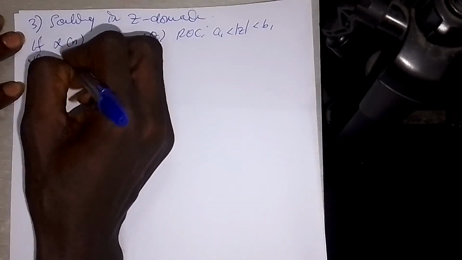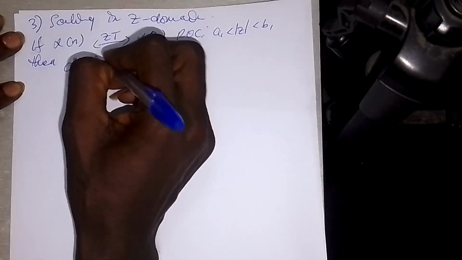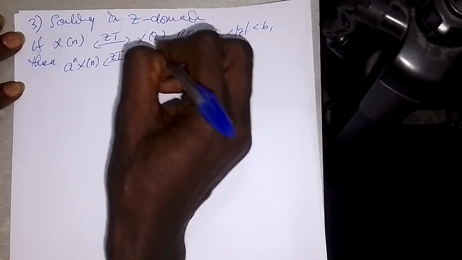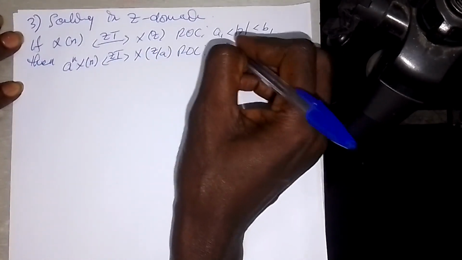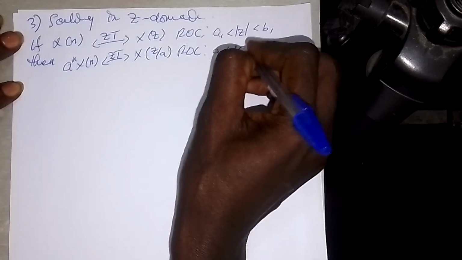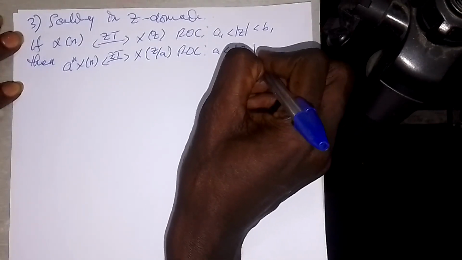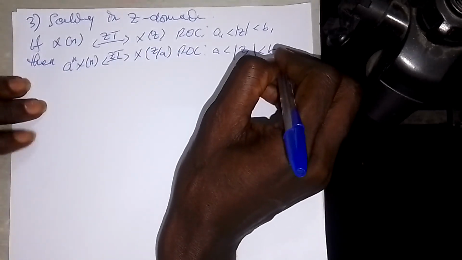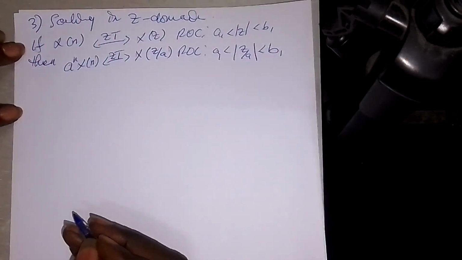Then here what you're going to get is that if we have a to the power n times x of n, then it will also have a Z transform of X of z over a, and the ROC here is going to be A less than mod z over a less than B. Alright, so let's say here is B1, here is A1. Okay, so basically this is what we have.